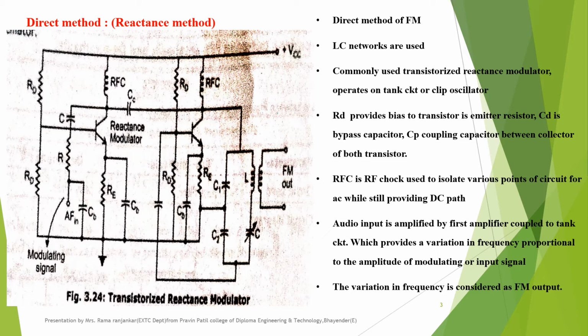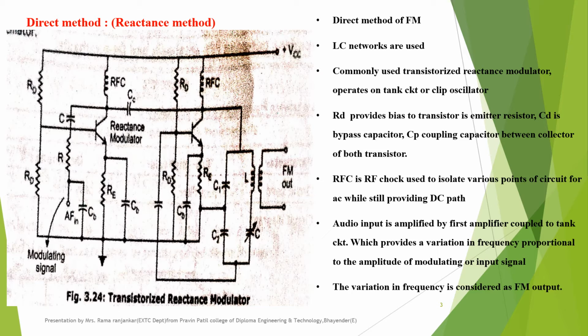Let's see the component description of the reactance method. RD provides bias to the transistor, and is the emitter resistor. CD is called a bypass capacitor. CP is called a coupling capacitor between the collectors of both transistors. RFC is an RF choke used to isolate various points of the circuit for AC while still providing a DC path.